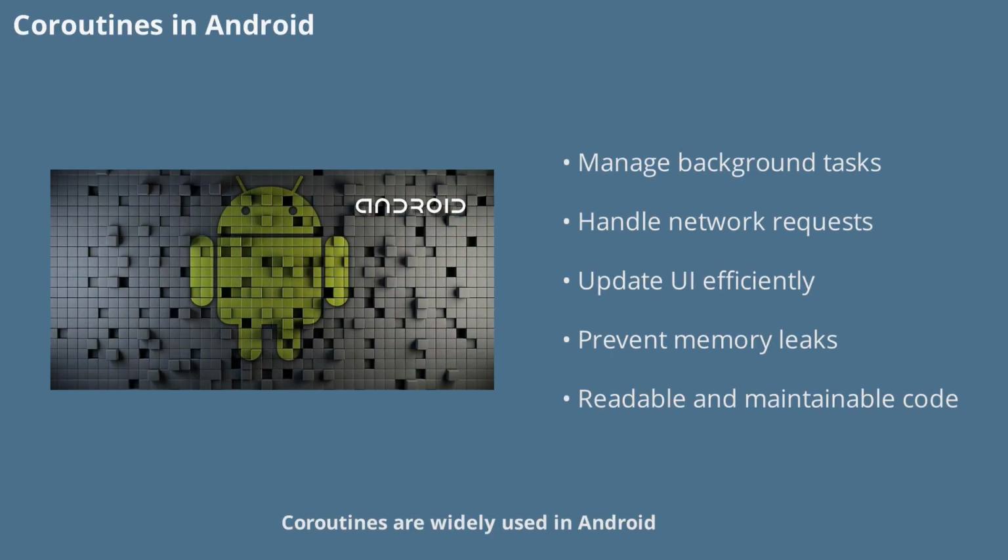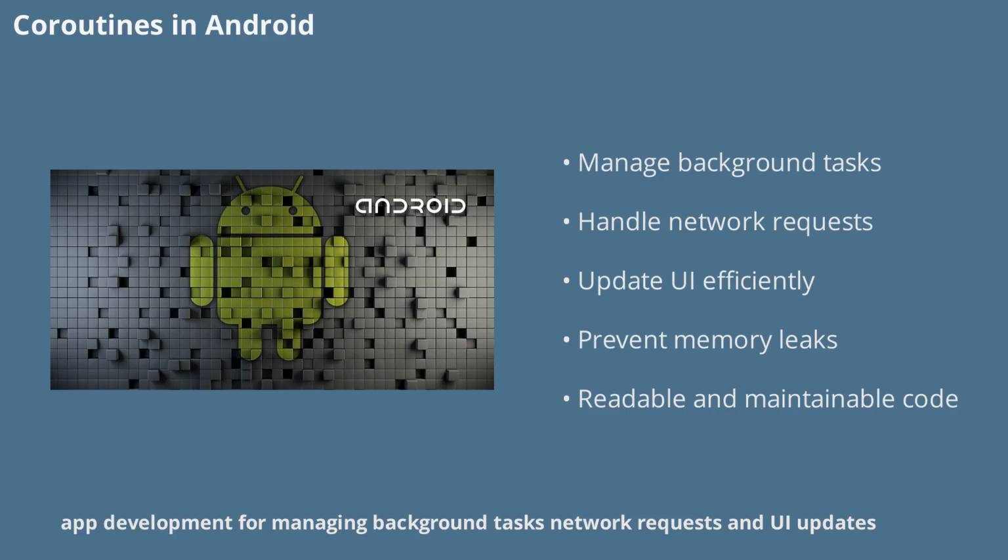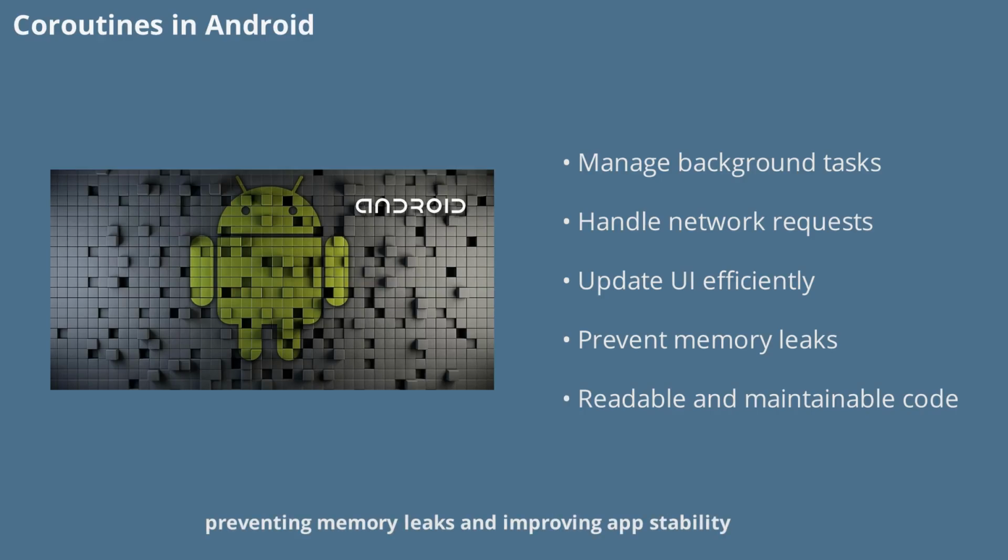validation. Coroutines are widely used in Android app development for managing background tasks, network requests, and UI updates. By leveraging CoroutineScopes tied to Android components, developers ensure tasks are canceled appropriately, preventing memory leaks and improving app stability. Coroutines simplify asynchronous programming, making code more readable and maintainable.